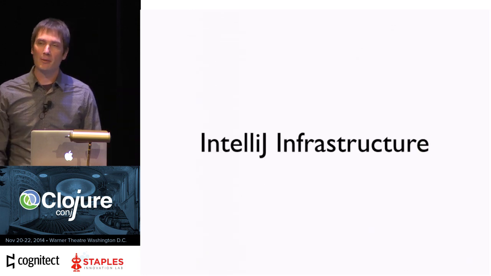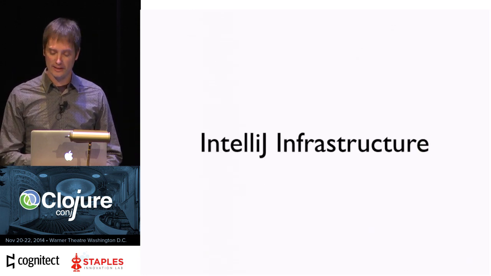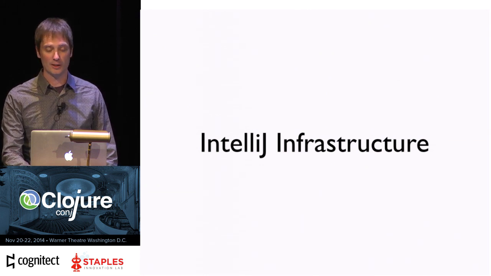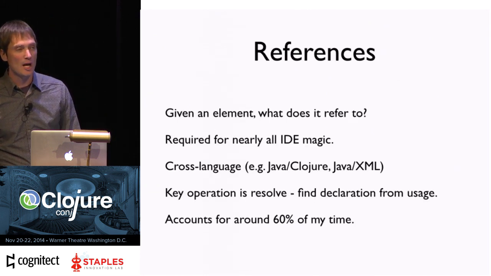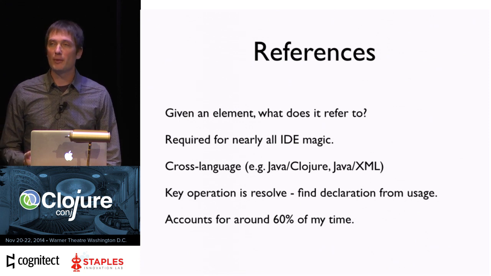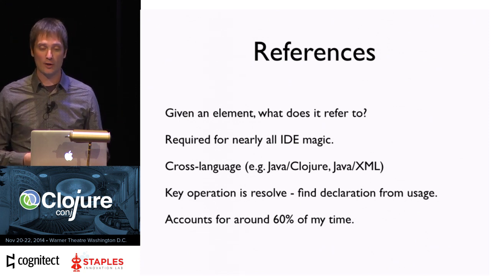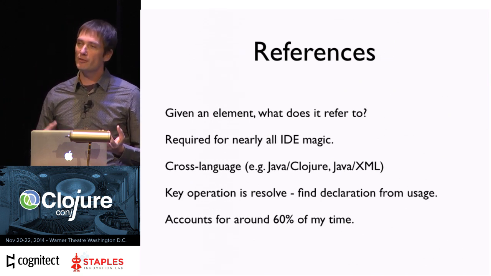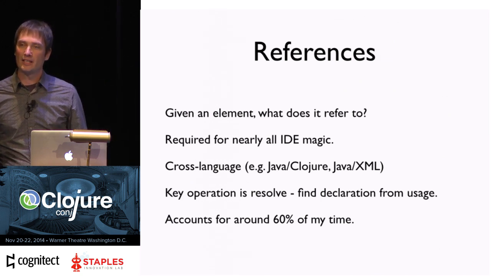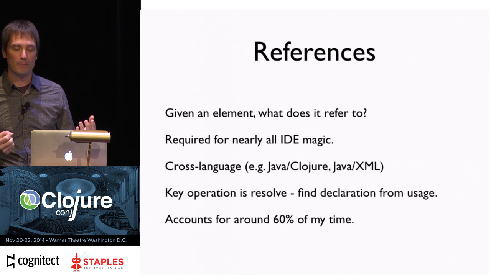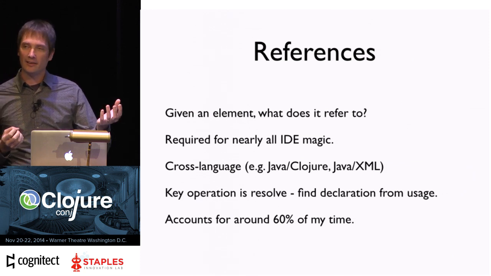So I wanted to talk a little bit about the infrastructure that IntelliJ provides, and then I'll talk a little bit about how Cursive takes advantage of that. One really fundamental concept in IntelliJ that most other editors don't have is the concept of references. So given some program element that's a reference to something else, what does it refer to? Where is the thing that it refers to?